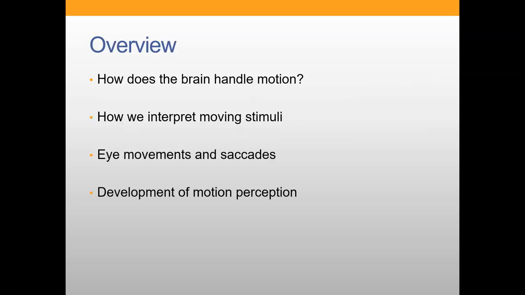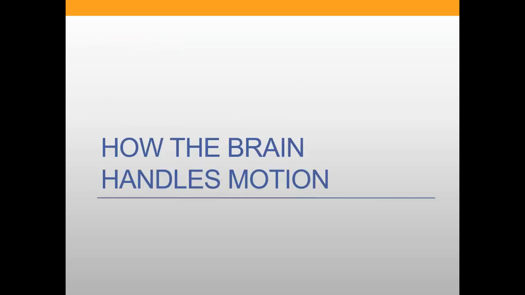So here's what we're going to talk about in this week's lecture. We're going to talk about how the brain actually handles motion. We'll talk about how we interpret moving stimuli. We will talk about eye movements and saccades, so the different types of eye movements that we do when we are fixating on different objects in the world and when we're reading. And then we will close with talking about the development of motion perception. So we're going to start by talking about how the brain handles motion.